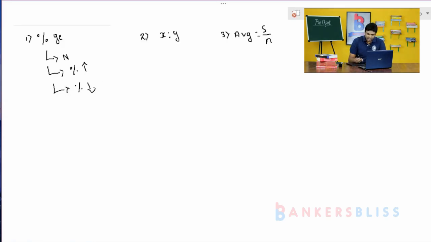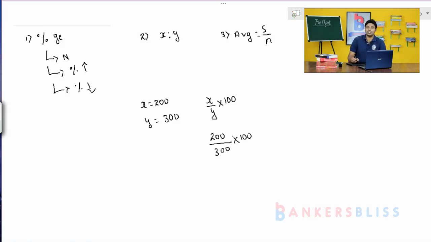Let me repeat again. For example, x is equal to 200 and y is equal to 300. What is the percentage of x with respect to y? That is x by y into 100, so 200 by 300 into 100. And one more thing, no need to multiply by 100 for each and every fraction, directly we can do it. I have already shown you in the topic called percentages. So 2 by 3 is nothing but 66.66 percent.